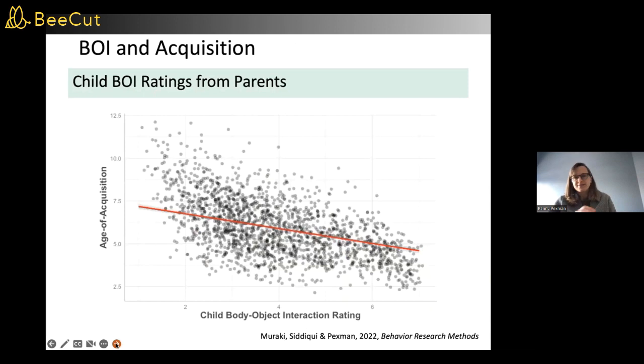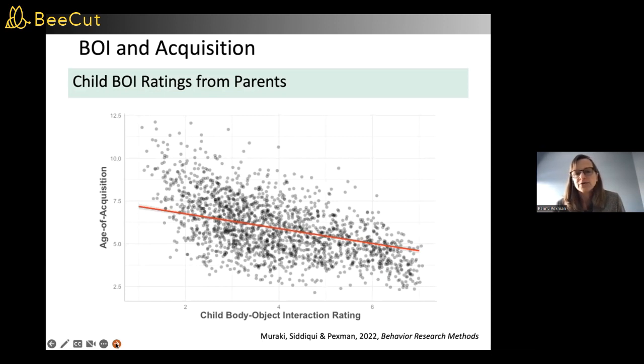Well, as I mentioned, we have found BOI effects in a lot of different tasks. So have other researchers. And one of the things that we are particularly interested in, of course, is acquisition. One of the challenges we had was that the BOI ratings we've been using in our studies, and other people have been using in studies, all come from adults.